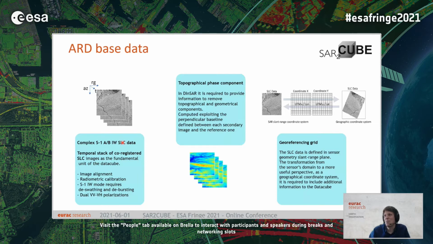pre-processed, let's say, lookup tables for the coordinate transformation between the SLC data and some geographic coordinate systems of choice. We prepare this usually at least in lat long WGS84 and then also in UTM based on the Sentinel-2 grid, so that we have these two standards available to make it easy to link to, for example, Sentinel-2 data.